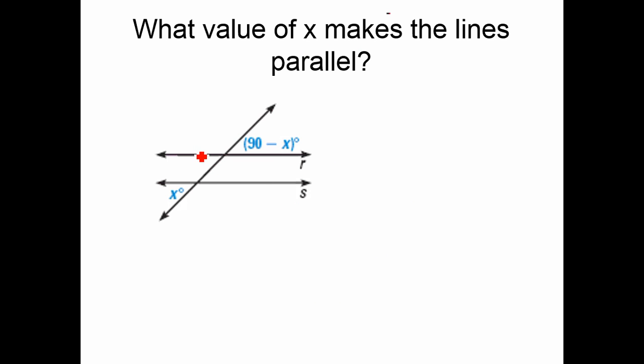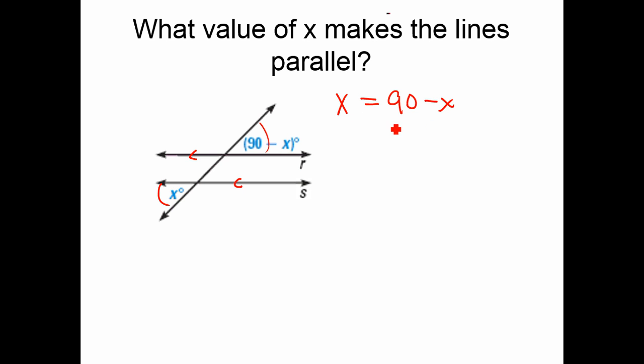Well, if these two lines were parallel, that means that these alternate exterior angles would have to be congruent. So if they're congruent, that means that their measurements equal each other. That means that the measurement of X would have to equal whatever this measurement is up here. That's the logical thought process that leads us to this conclusion. The alternate exterior angles are congruent, which means that their measurements are equal.